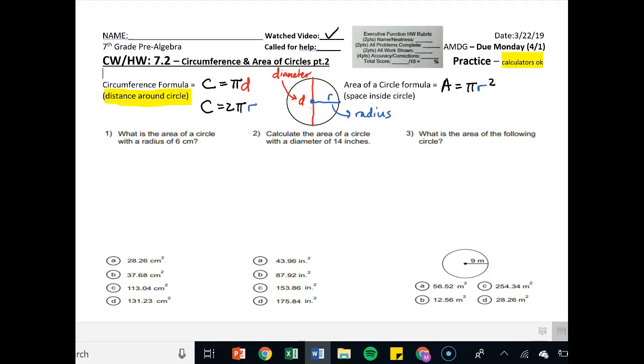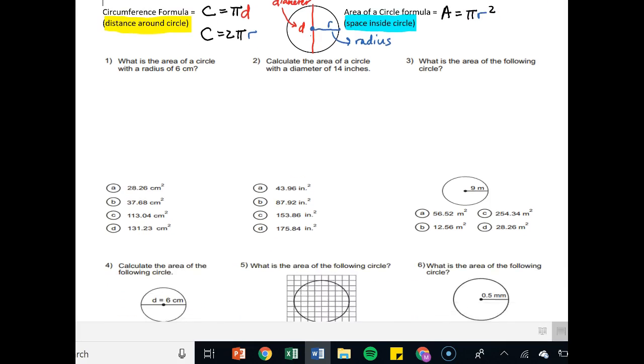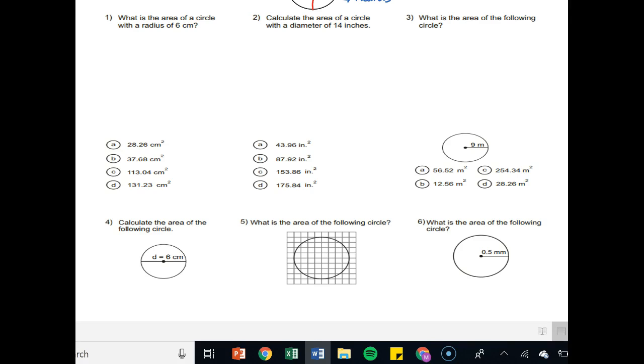Now, the area of the circle, or the space inside of a circle, is the formula A = pi r squared, the radius squared. So you cannot use a different number other than the radius for that formula. So only one formula. So let's do a couple practice problems before we try and get some real world problems.